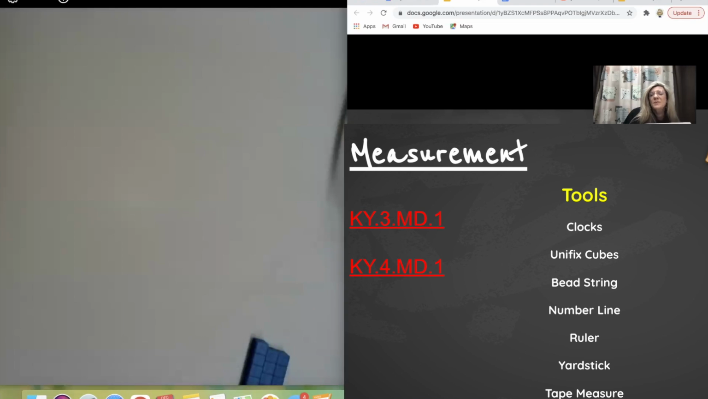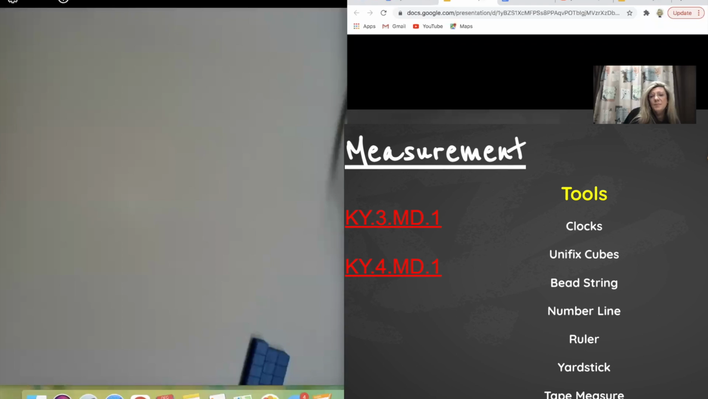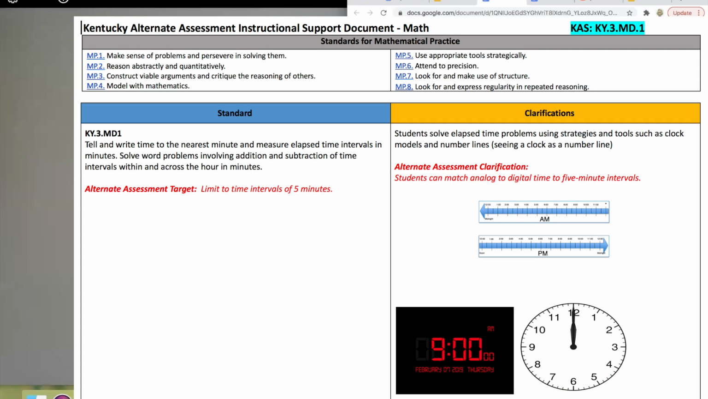This is just some tools that I was thinking of, some tools that are in your kit, or some tools that are easy for you to come up with. You could most definitely probably add to this list. All of you probably could. So the first one, you can see it's tell and write time to the nearest minute and measure elapsed time intervals in minutes. Solve word problems involving addition and subtraction of time intervals within and across the hour in minutes. And of course, the limit here is to time intervals of 5 minutes. Okay, so we're not having to do it to the nearest minute. We're doing it to the near intervals of 5 minutes.